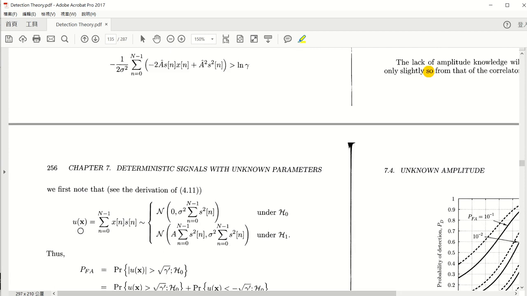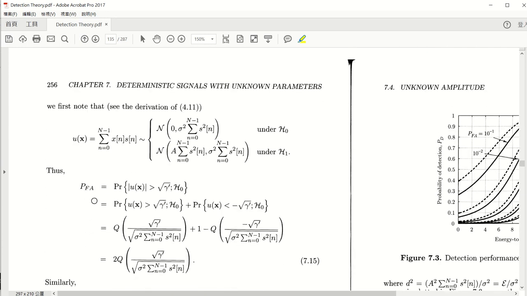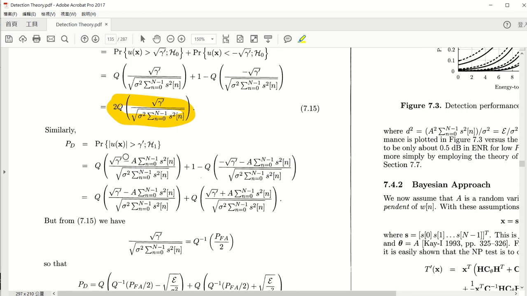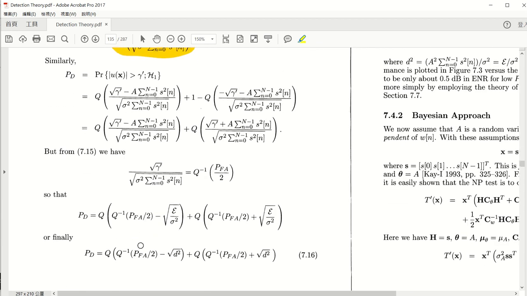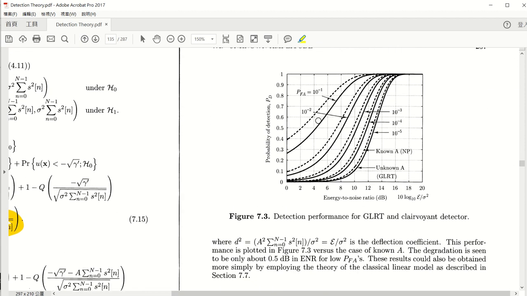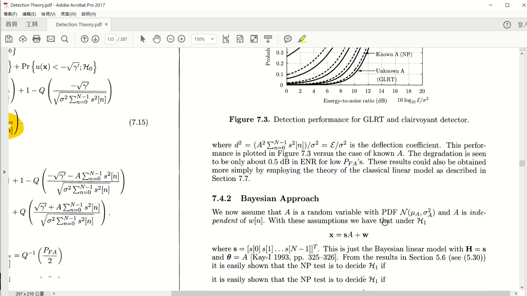We first know that U of x is Gaussian distributed, with this under H0, with this under H1. So PFA, you calculate it. I'm not going to repeat the details. Conditioned on H0, you make a decision on H1, and so on and so forth, and then you come up with this Q function. And similarly, PD you calculate, and then eventually PD gives you this outcome. And then we can plot, if PFA is given, you get PD versus this. So that's the detection performance for the GLRT.